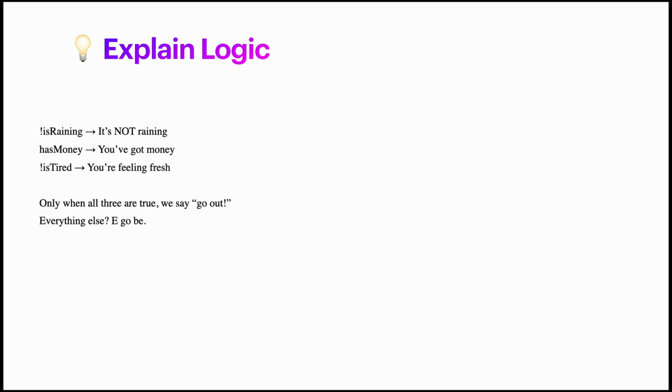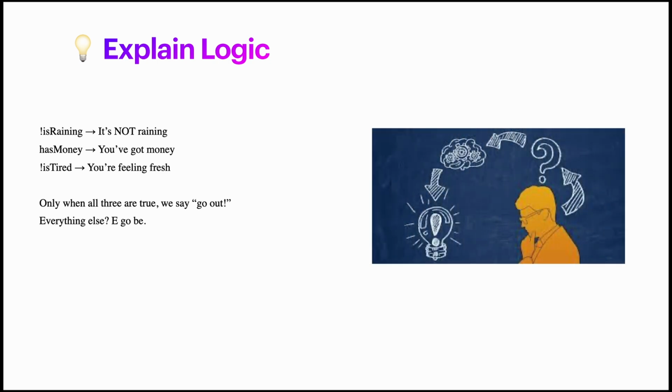So this was the simple explanation I was doing in our IntelliJ. So I was saying not is raining means it's not raining. Has money equals you've got money, and not is tired means you are feeling fresh. So only when all three are true, we say go out. Everything else, you get the whatever. But if all three are correct, then you go out.